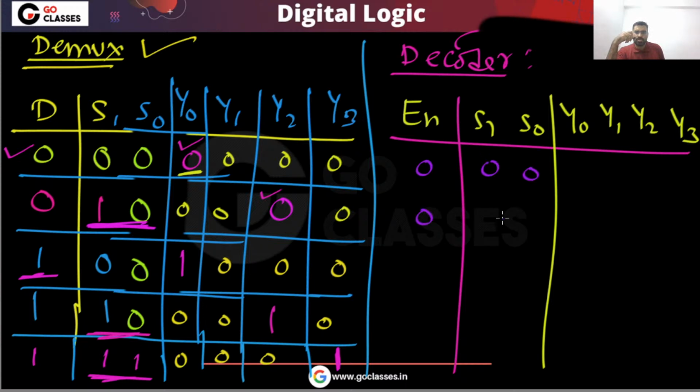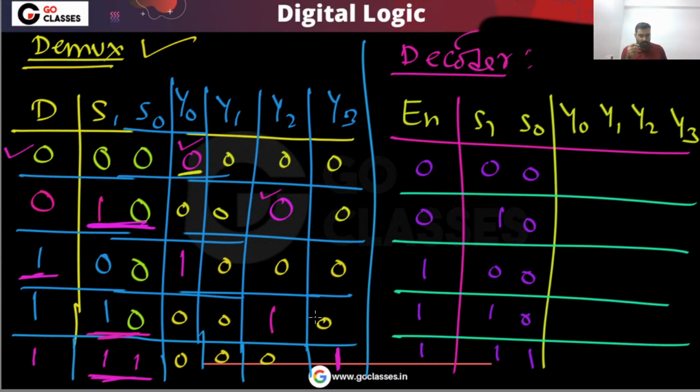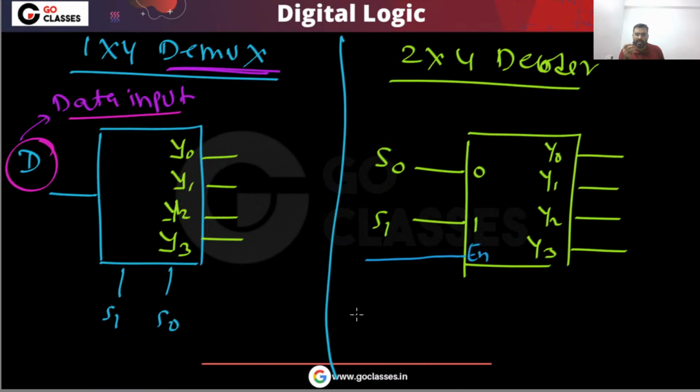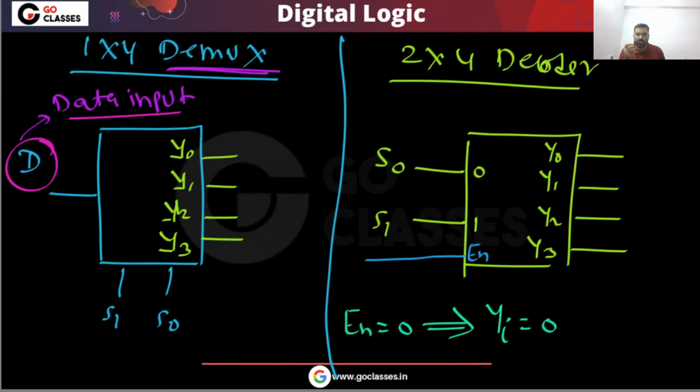0 0 0, 0 1 0, 1 0 0, 1 1 0 and 1 1 1. For the same rows, what will happen in the decoder? Because this enable is 0, what will happen? All will be 0. If this enable is 0, then all will be 0. Very simple.